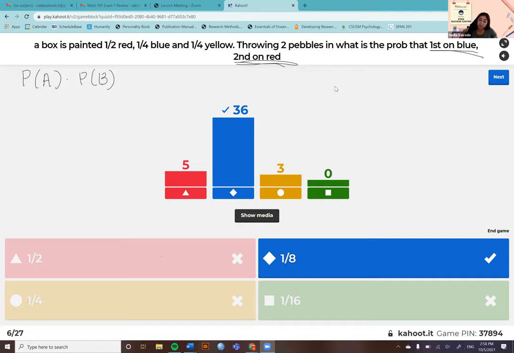So probability of that you get the first pebble on blue, which would be 1/4, and the probability that you'd get the second pebble on red, which would be 1/2. And then we could just multiply straight across, which is 1/8. And the reason that these events are independent is because when you throw a pebble, say you throw a pebble in the blue part of the box, right? It doesn't have any effect of you throwing the pebble on red. Like the probabilities are still gonna be the same. It's still gonna be 1/2, 1/4, and 1/4. It doesn't change, so therefore they're independent and we're able to use this formula again. And we can just multiply straight across. But yeah, these events are unaffected on the other.